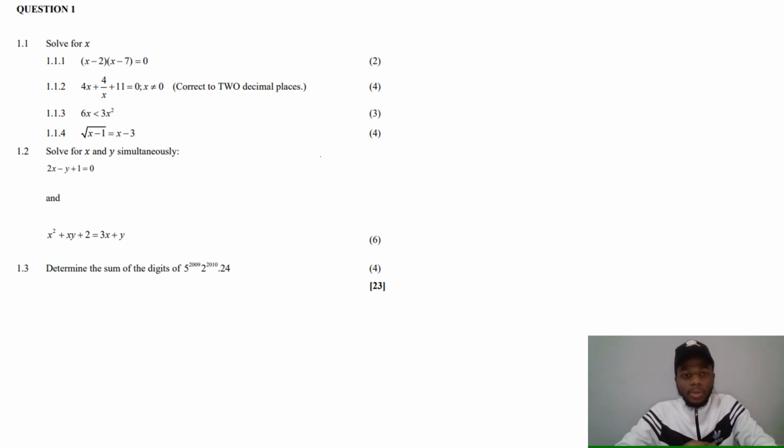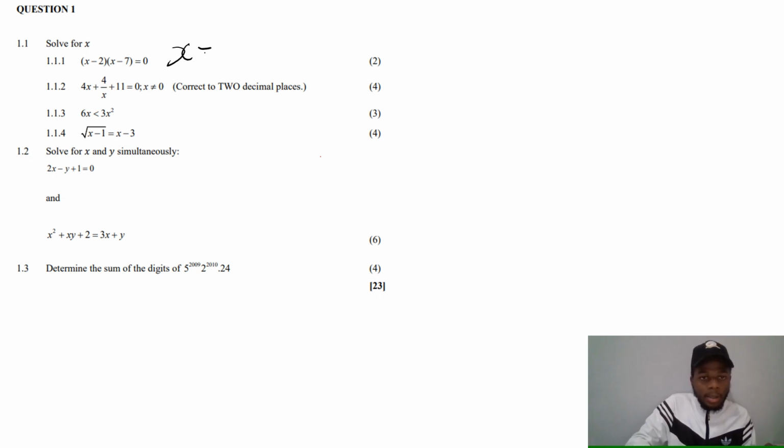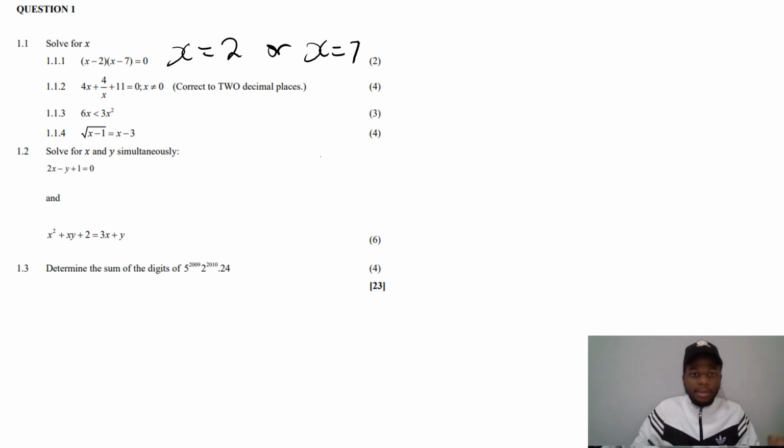This one is a straightforward question. I hope everyone can solve this one. Obviously, our x in this question is going to be 2, or our x is going to be 7. This was a straightforward question.